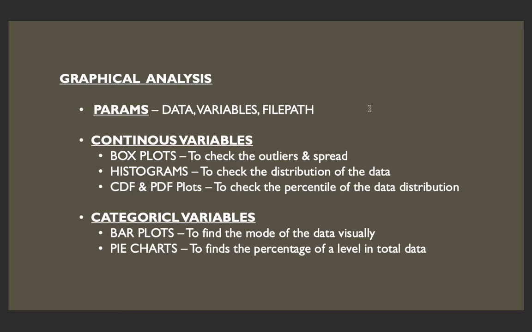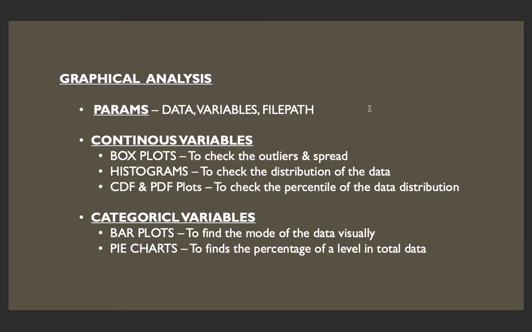For continuous variables, the function plots box plots, histograms, and CDF and PDF plots. Box plots are generally used to visualize the outliers and spread of the data. Histograms are generally used to check the distribution of the data. CDF and PDF plots are used to check the percentile of the data distribution.